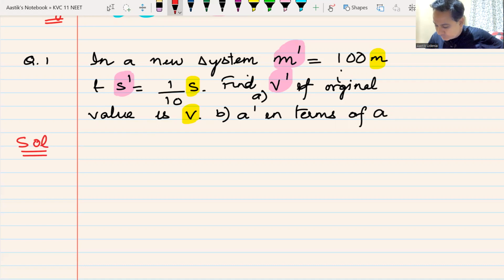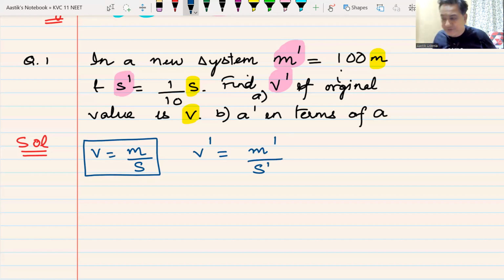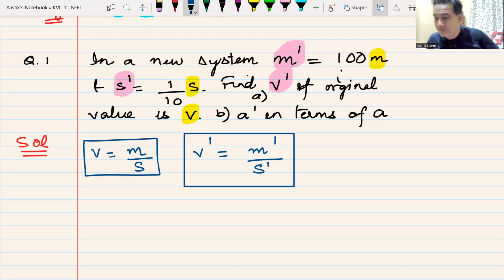Now, we know that my original velocity is meter per second. Yes or no? My original velocity would be meter per second. My new velocity would be meter dash per second dash. So far, so good?